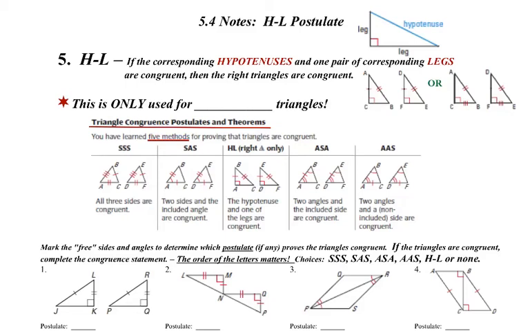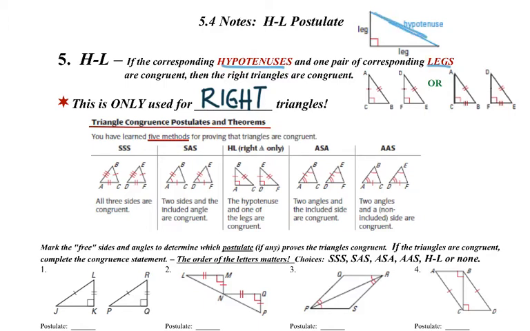So here we are on our last postulate, HL. We've already done the first 4 postulates and just 1 to go. HL is special because it is only used for right triangles, just like the Pythagorean theorem. And the H stands for a word we remember, hypotenuse, and the L stands for leg.